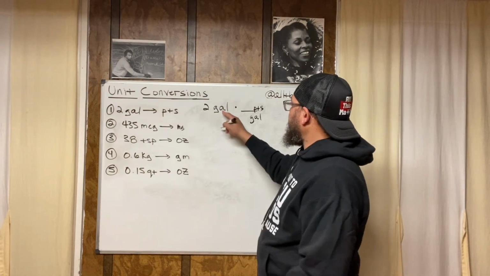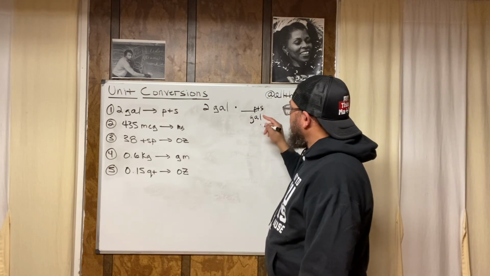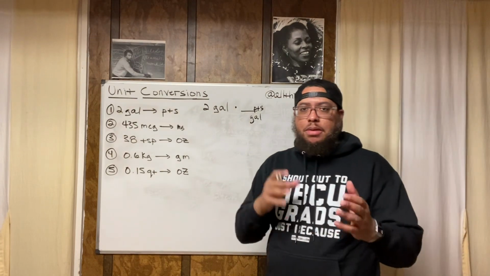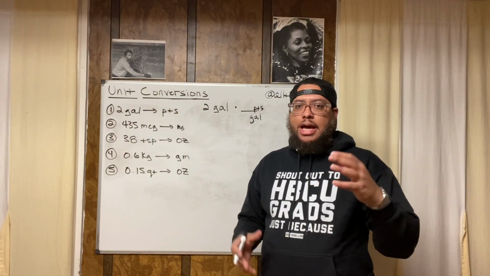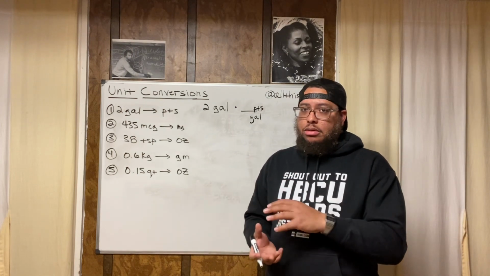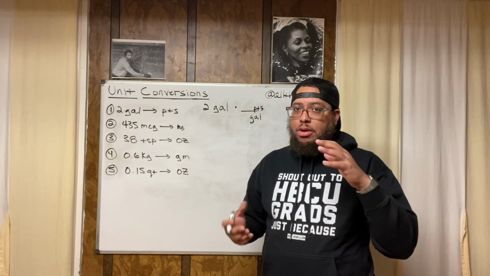Anyway, gallons will eventually cancel out. Now, we need to know the equivalence between pints and gallons. How many pints are in a gallon, or how many gallons represent 1 pint? Pints are a smaller measurement than a gallon. Like a pint of almond milk is less than a gallon of almond milk.